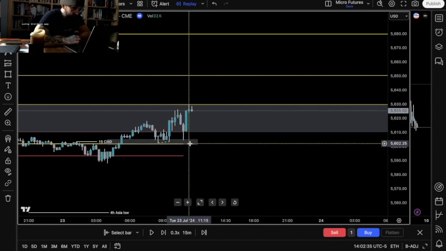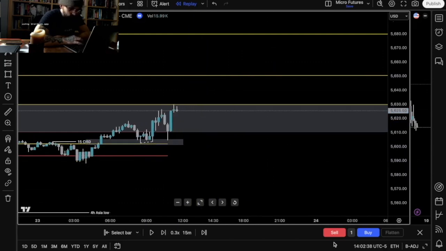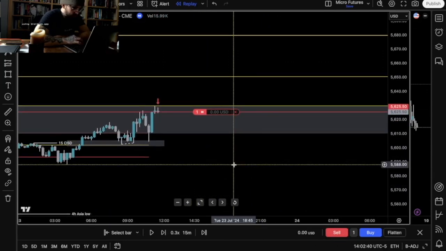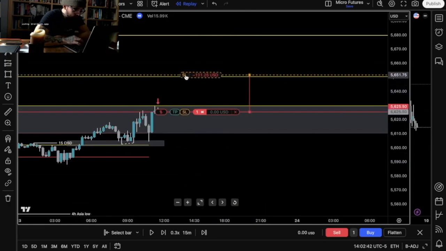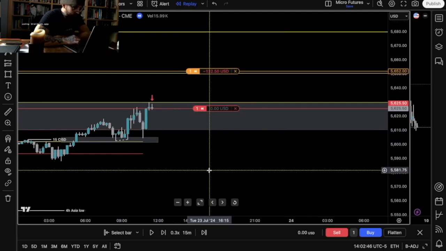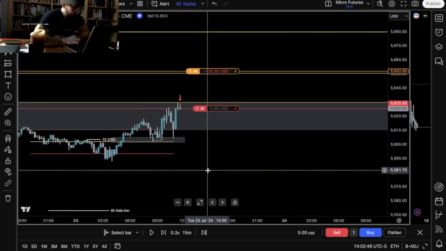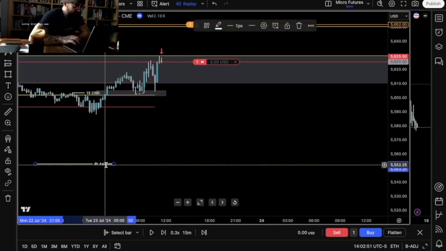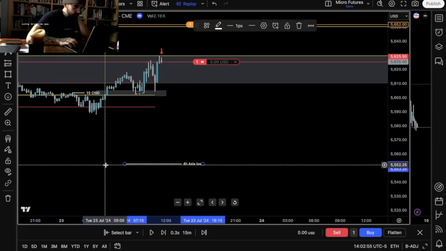And again, that fair value gap comes in. So I'll take a sell here. This is where we'll enter our swing position. Stop just above that 60 level. Yeah, I'm cheating a little bit because we saw the candle play out before rewinding, but just bear with me here.